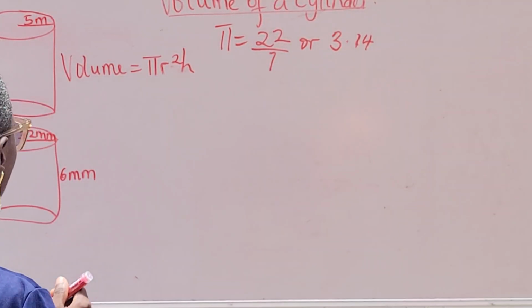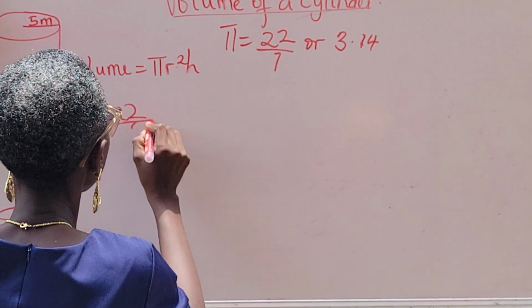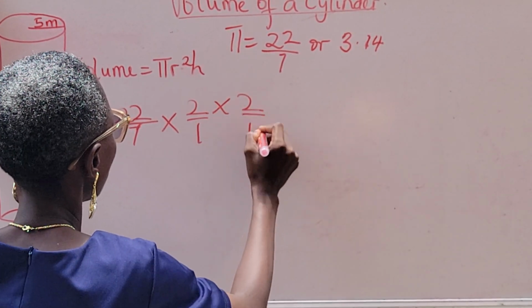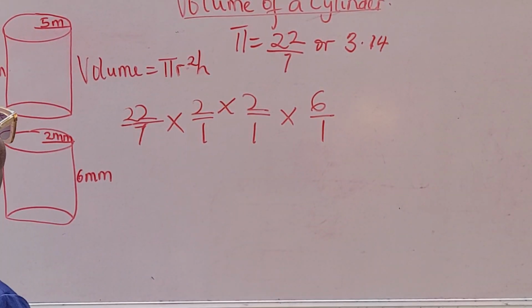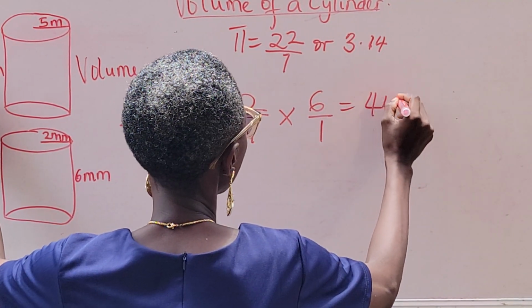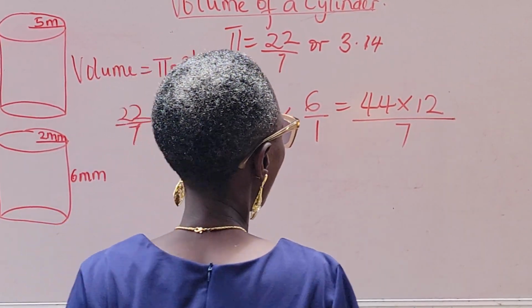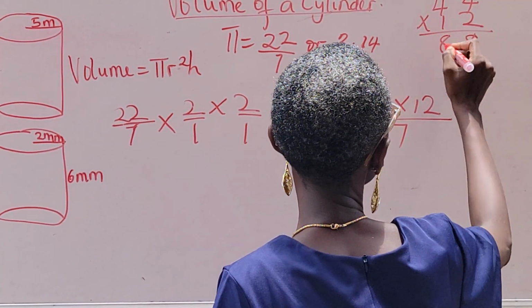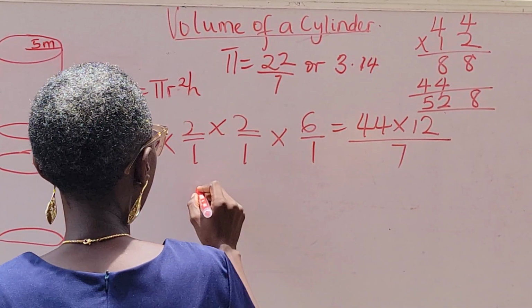Let's go to the second question. Now I'm still using the formula. I have 22 over 7 times the radius, this time around is 2 times 2, times 6. The height is 6, in millimeter this time round. So let's multiply. 22 times 2, that's 44. Times 2 times 6, that's 12. Over 7. So we can multiply now. 44 times 12 gives you 528.